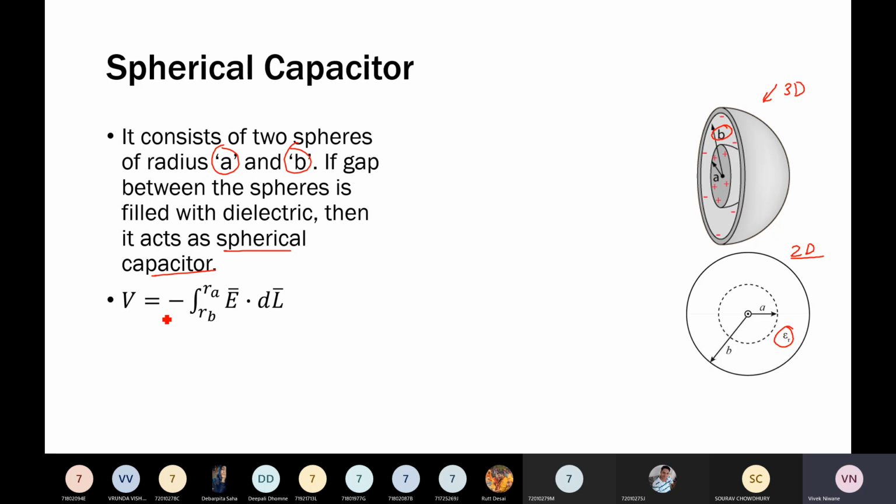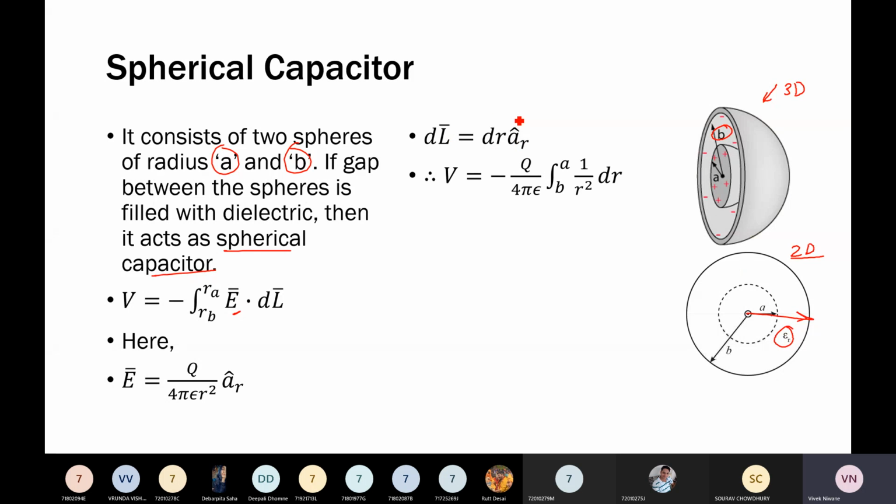So V is equal to minus integration from b to a of E bar dot dL bar. So we have an expression of V. Here E is expressed as Q upon 4 pi epsilon r square a_r cap. So we have the expression of E. What will dL bar be? Since we have something in the radial direction, dL will be dr a_r cap.